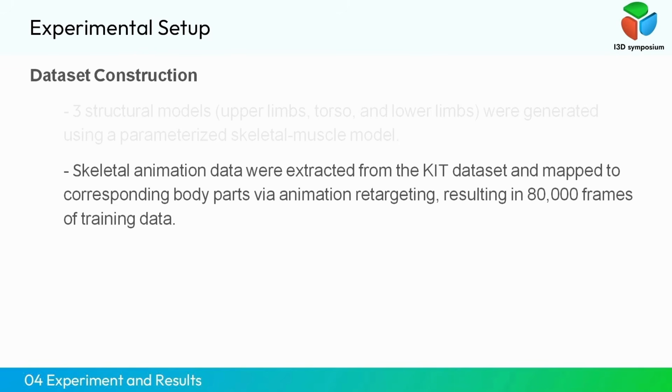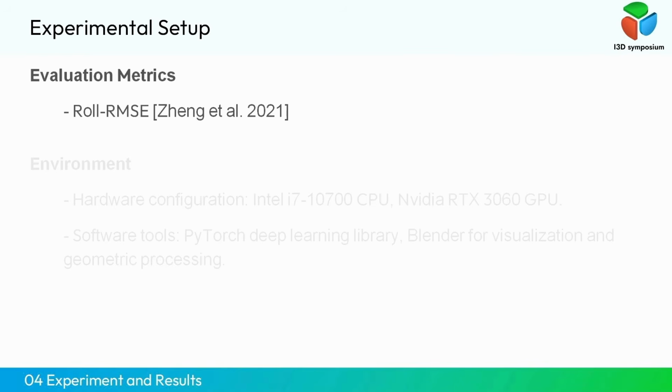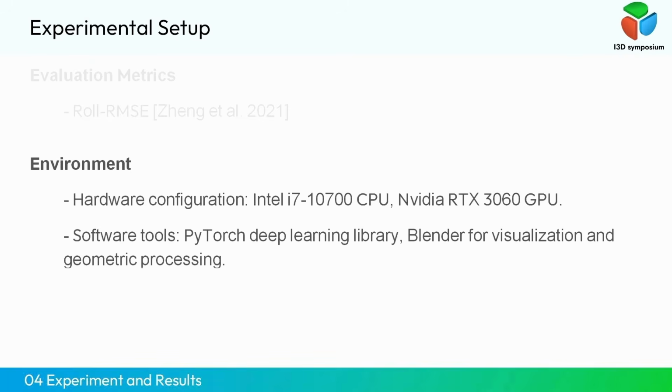Using a vertex blend skinning script developed with the Blender Python API, skeletal-driven surface mesh animations were converted into volumetric mesh animations. Evaluation metrics. Roll RMSE was used as the primary evaluation metric to quantify the visual fidelity difference between the generated animations and the ground truth simulations, measuring the continuity and realism of the animations and providing an objective basis for model performance comparison.